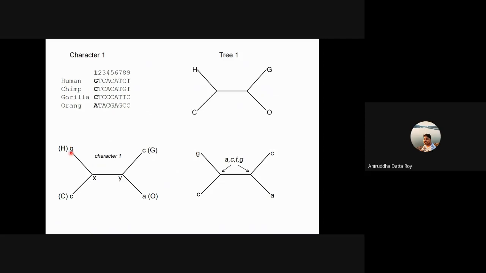So this, by the way, is just this character. There is a G in human, a C in chimp, a C in gorilla, and an A in orang. We don't know what this internal node is, we don't know what this one is. So this could be either A, T, G, or C, or this could be A, T, G, or C. Now we'll use the principle of parsimony to find out what state is the most likely, or the most logical, for this node.